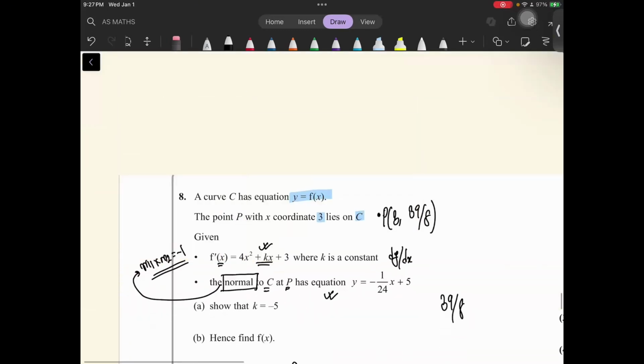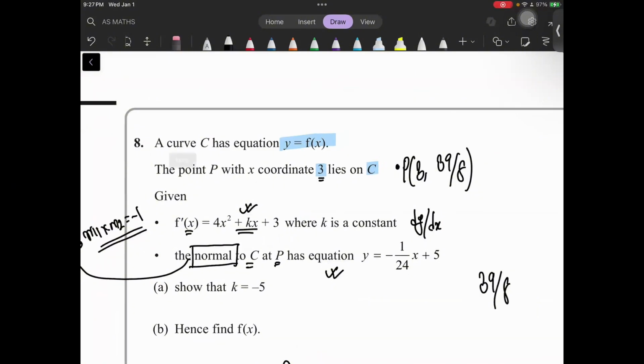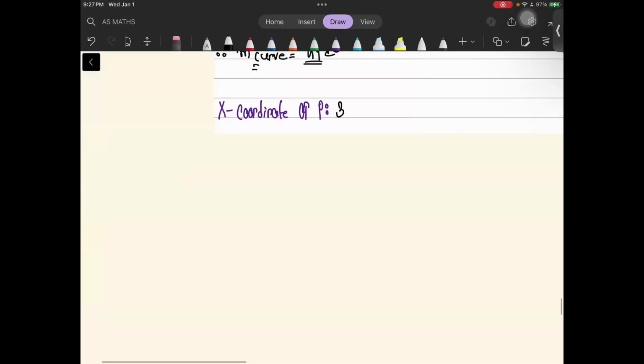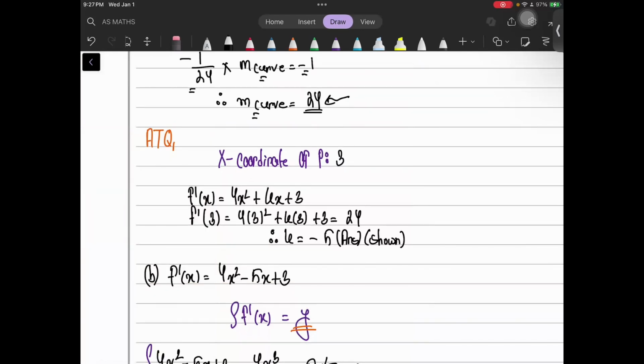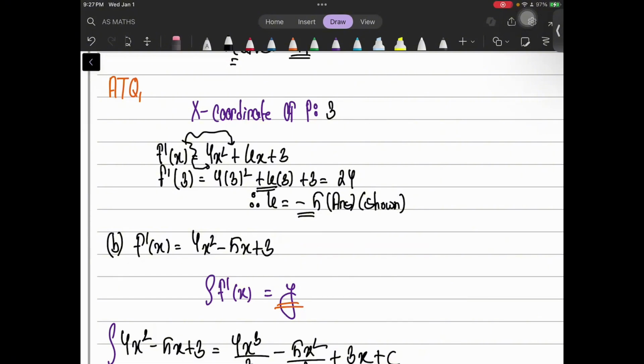What you do is, you said that the point P has an x coordinate of 3 and lies on C, and this is the normal at x1. So basically you have an x coordinate of 3, so you substitute this into the equation. You substitute the value of 3 in the dy by dx equation first of all, and then you have a value of the gradient in terms of k. And then you get the value of 24, that is the gradient of the curve again. You also insert that value in this equation as well, and from there you can find the value of k, that is going to be equal to -5.